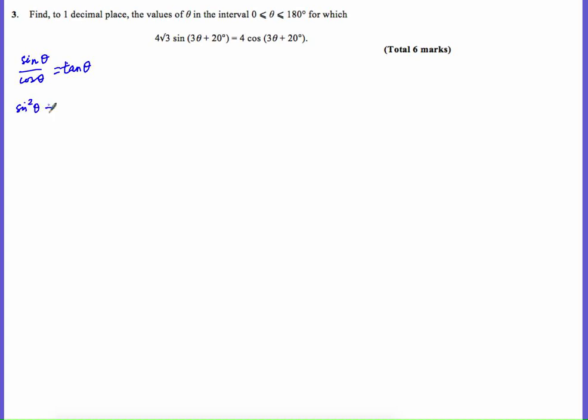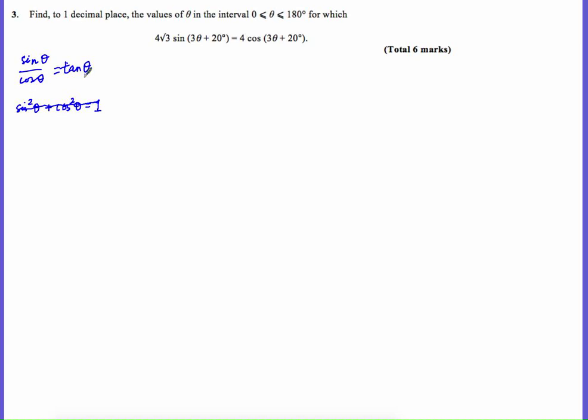sine squared plus cos squared equals 1. Probably never going to use both. Maybe towards the end of the paper you might. But at the moment, biggest clue is that we don't have any squares in there. So it looks like this one is unlikely. So I'm just going to forget about that for a minute.